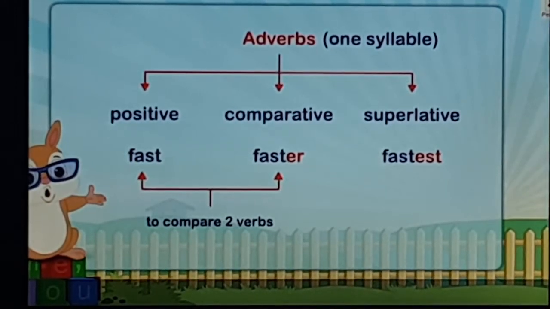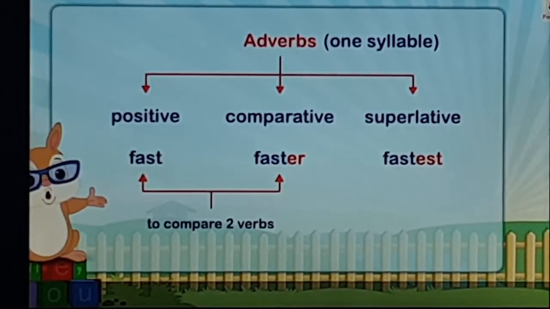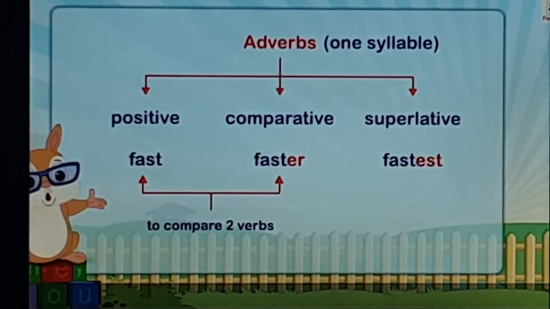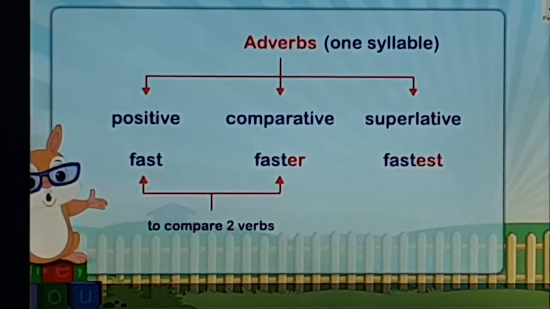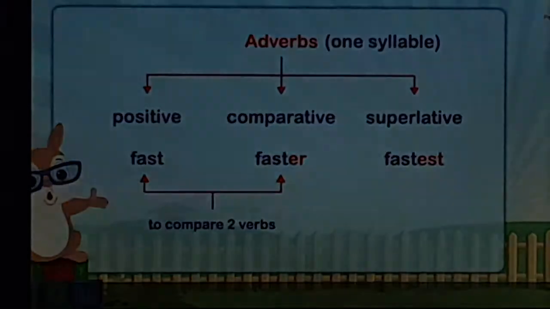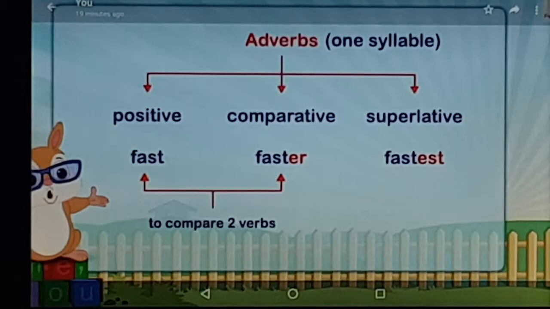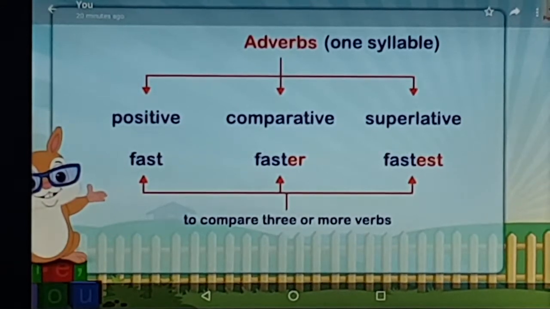His action, his running. When we are comparing two persons, how two persons do that running action, and the one who runs faster than the other, we write faster. We add er to the word. When we use adverbs and compare two actions, we use er at the end. Similarly, when we compare three actions, we use est.